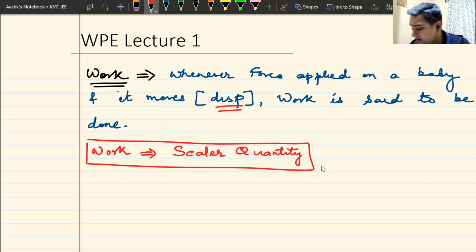Work done is a scalar quantity. Do we remember this? Can I have a raised hand that we understand that work done is a scalar quantity?